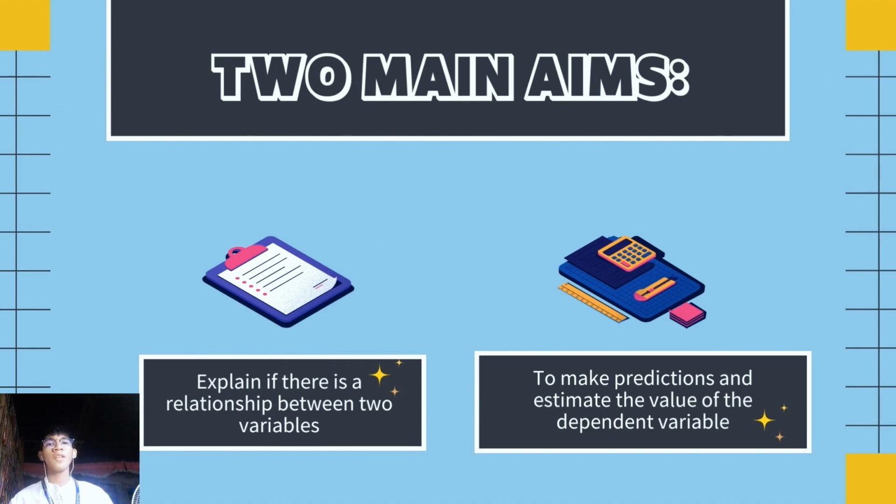The second one is to make predictions and estimate the value of the dependent variable. Simple regression analysis can also be used to make predictions about the value of the dependent variable based on the value of the independent variable. We can assess the accuracy and reliability of these predictions using statistical measures such as the coefficient of determination, or R-squared, or the standard error of the estimate.